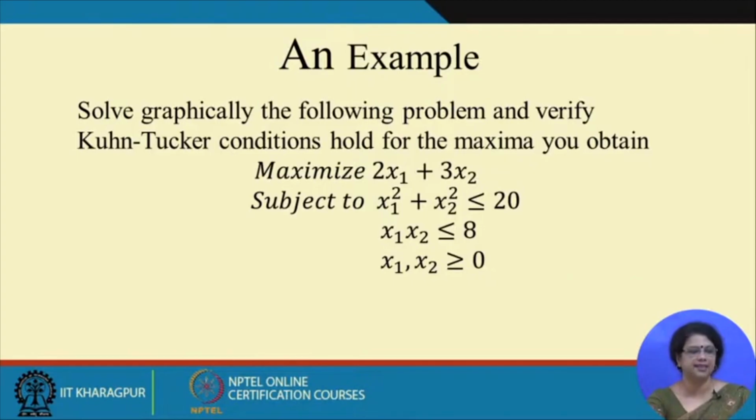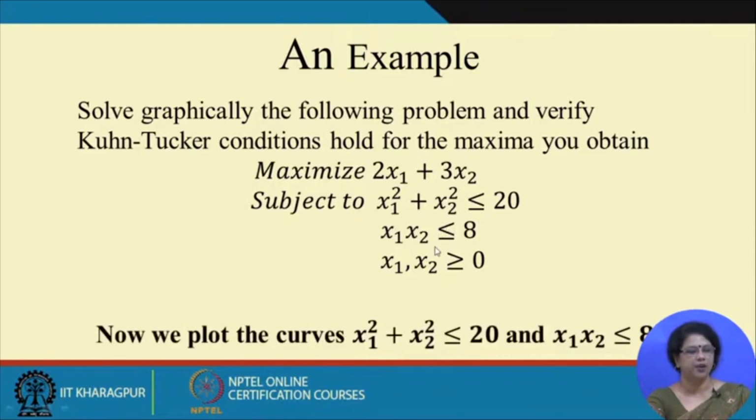Let me consider another example. Here we are considering an example where the objective function is linear and both the constraints are non-linear in nature. We will try to find the solution for this problem graphically first, then we will solve it with our technique. Now, let us draw the graph of the constraint set: x1 square plus x2 square equal to 20 and x1 x2 equal to 8. These are the two constraints for us.